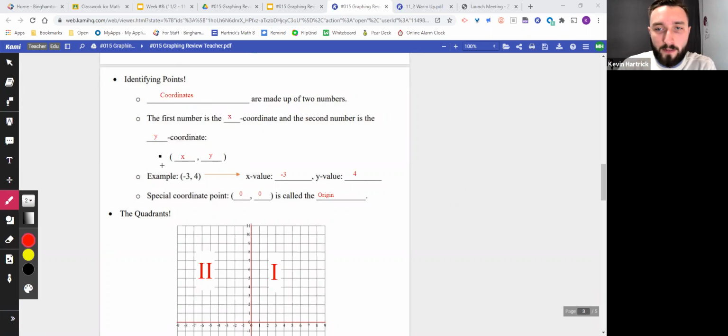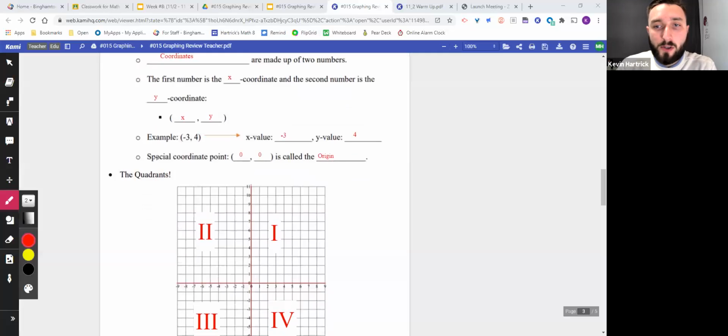So just like we talked about in the first video, our ordered pair, it's called an ordered pair or a coordinate, is two numbers. The first number is the x, the second number is the y, and it has parentheses around it with a comma in between. So an example of this is (-3, 4). That means our x value is -3 and our y value is 4.